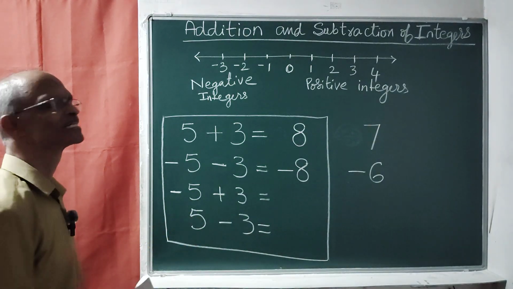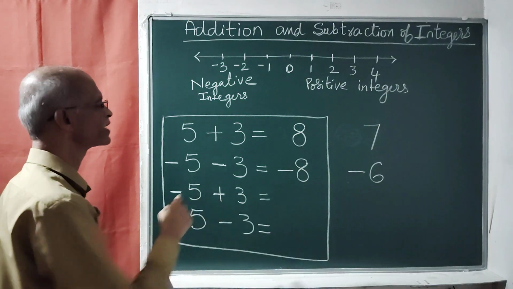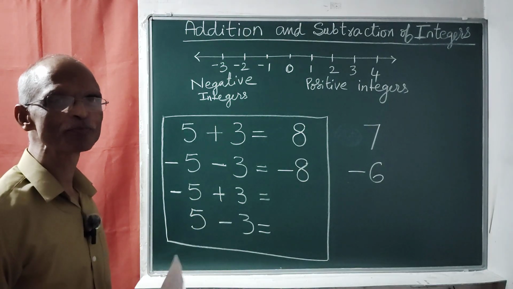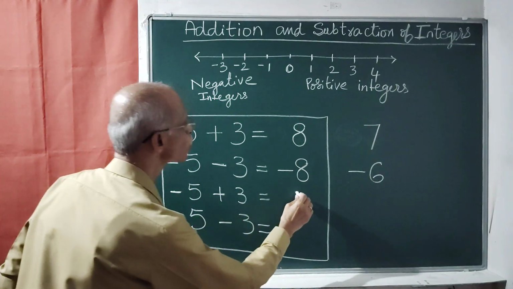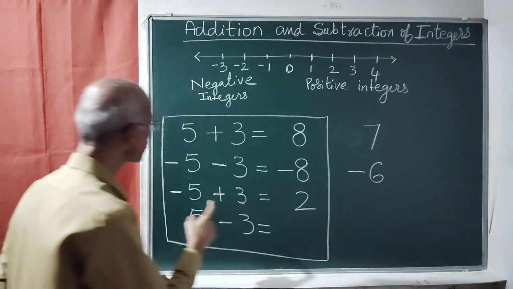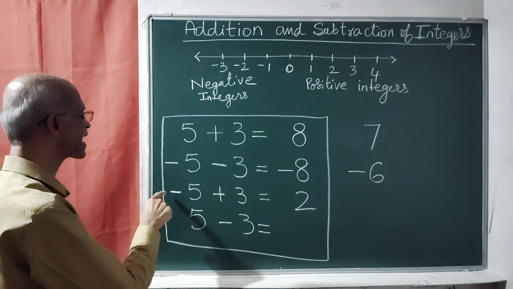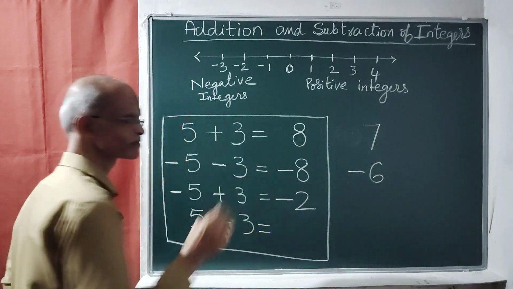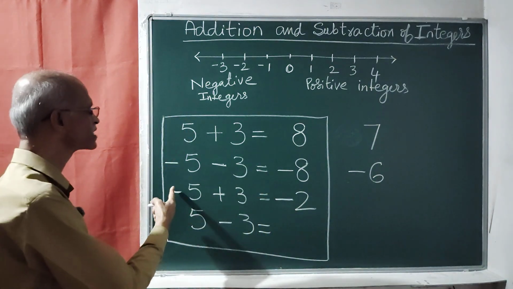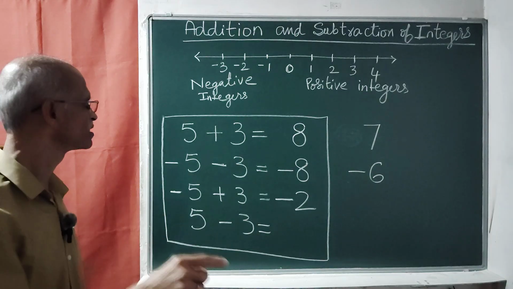In the third case, the signs are different. When the signs are different, subtract and put the bigger number's sign. If I subtract, I will get 2. Among these two numbers, 5 is the bigger number. The sign carried by 5 is minus. So I have to put the bigger number's sign.